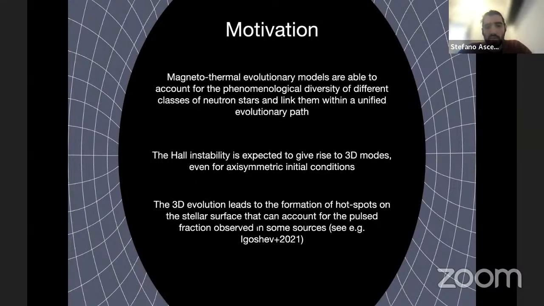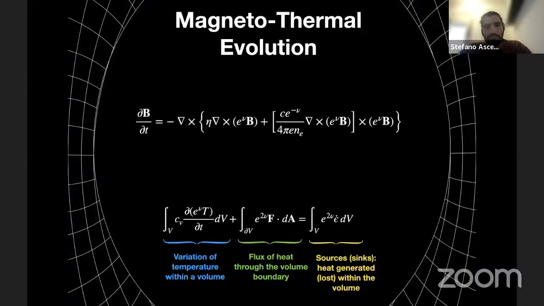stellar surface, and these hotspots are responsible for a modulation in the thermal emission of this star with the rotational period, because these hotspots are periodically eclipsed while the star rotates. And so this kind of model allows a link between what we actually observe and the internal configuration of a neutron star.